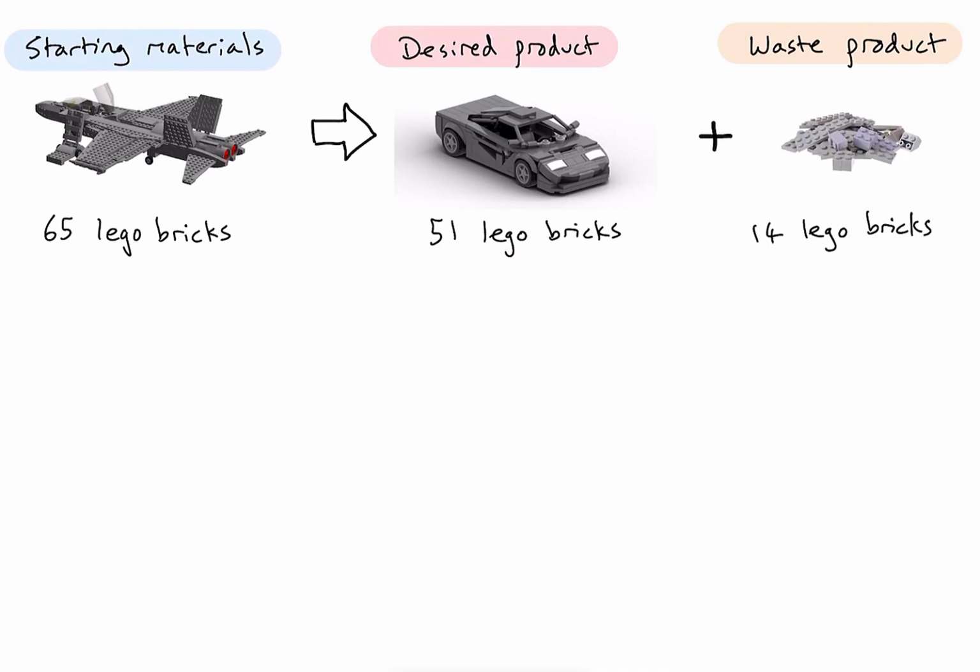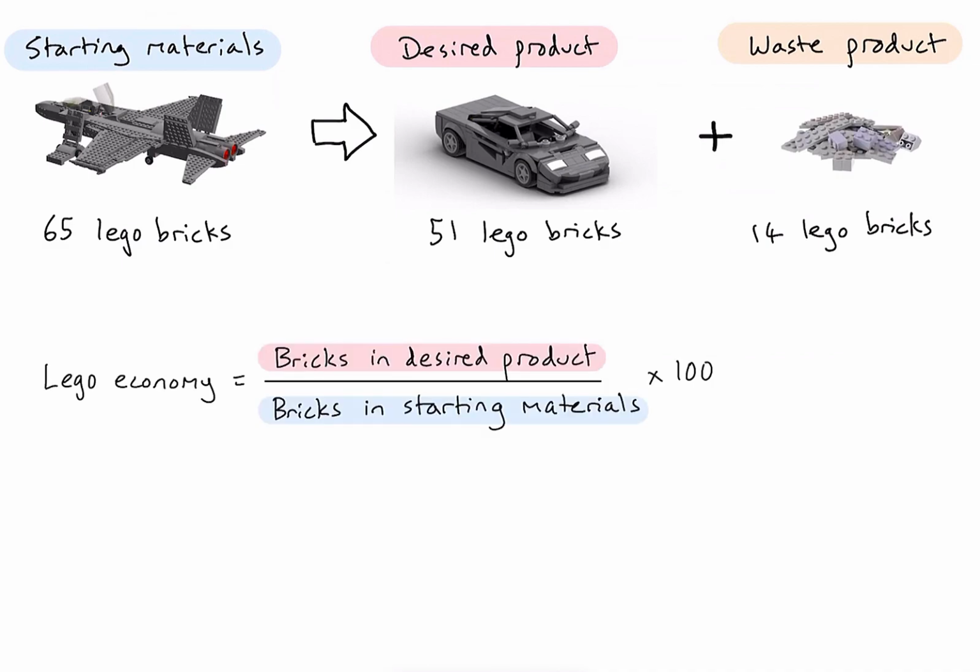So in this case, to work out, let's call it the Lego economy, I'm going to use the following equation. It's simply going to give me the ratio of bricks in my desired product, which is 51, divided by the bricks in my starting materials, which was 65, and then to make it a percentage, we're going to multiply that by 100. So sticking those numbers into that formula, we get a Lego economy of 78%.